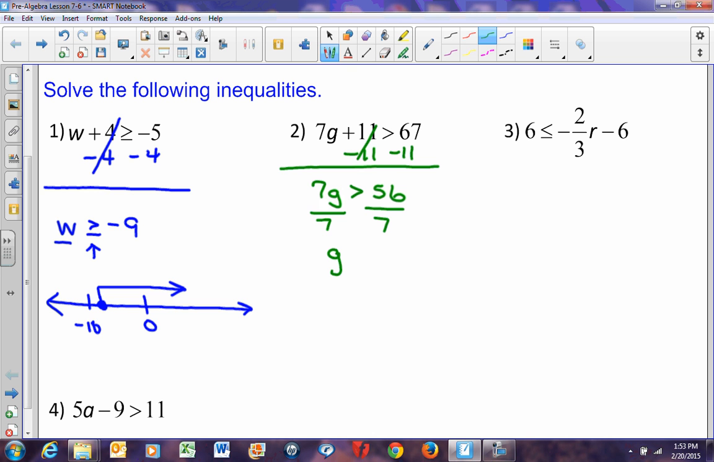So g is greater than 56 divided by 7, which is 8, as 8 times 7 is 56. Therefore, g is greater than 8. On my number line here, this is 0, this is 5, 6, 7, 8. Greater than is an open circle and a line going to the right.